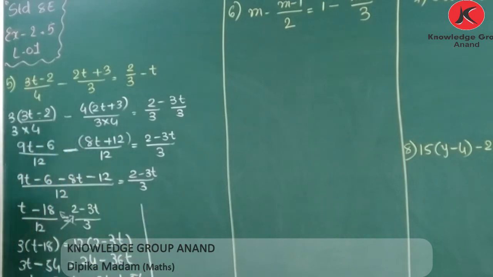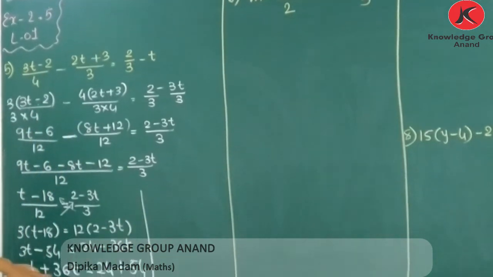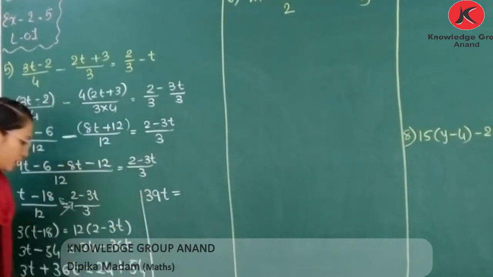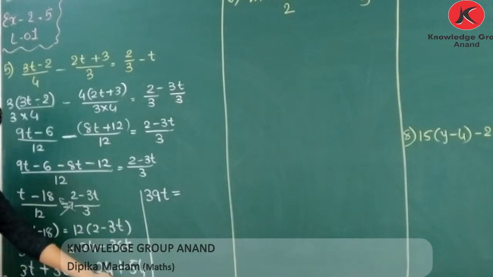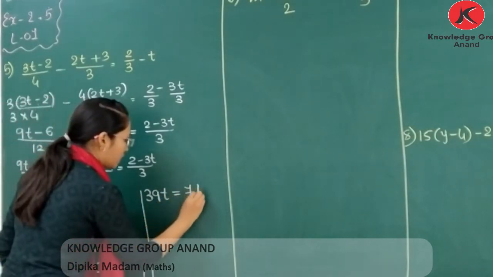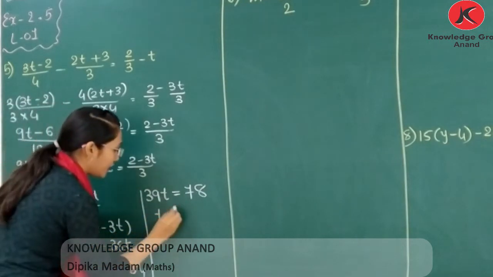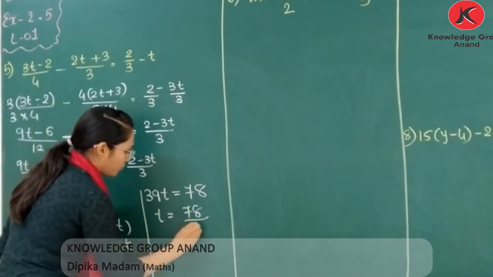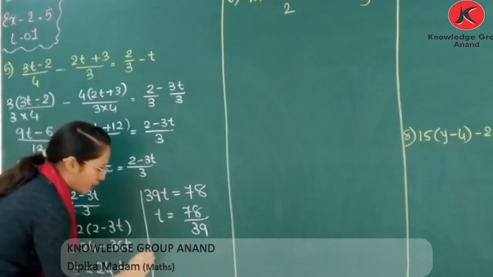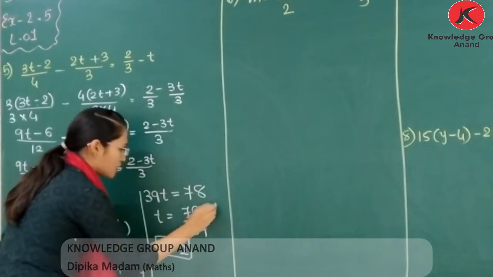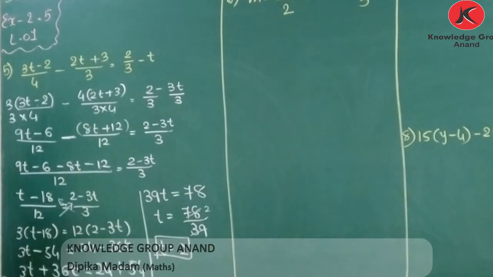Now you can see here it is 3t plus 36t. 3t plus 36t is 39t is equal to 24 plus 54, that is 78. Now 39 will be divided. So if you cut the common factor, t will be 2. 39 twos are 78. Clear?